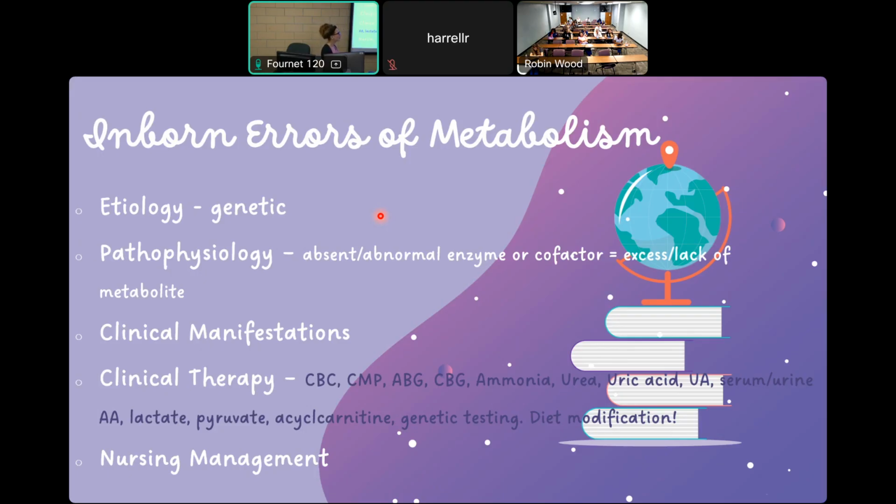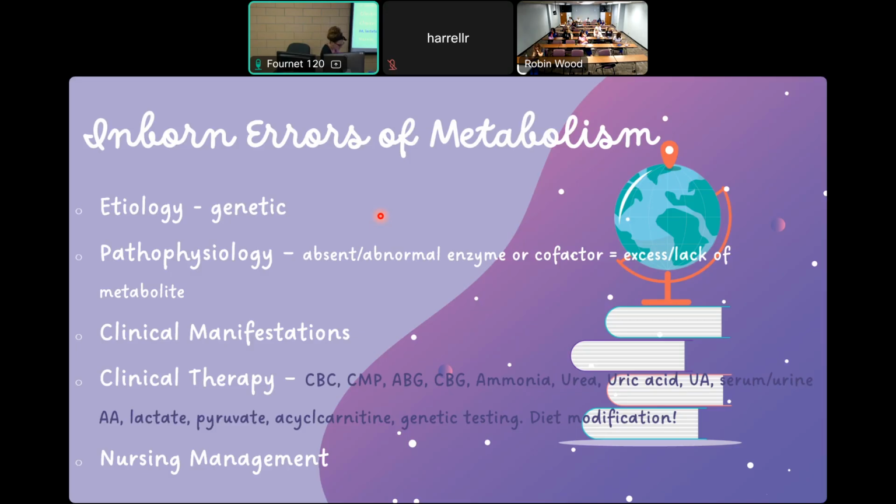They're all very complex, so I'm just going to lecture it as this overarching term, inborn errors. And then of course, you do your own individual research in practice if you work peds, to better take care of and learn about whatever the condition is that the kiddo you're taking care of has. So these are congenital metabolic disorders. Our etiology is genetic.